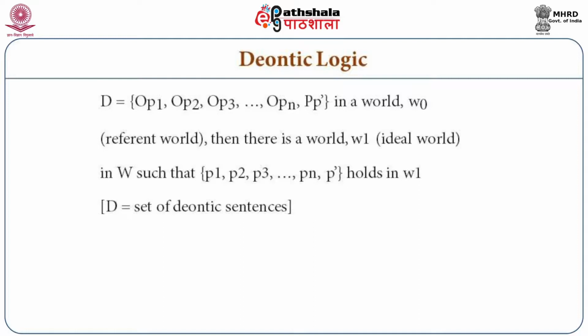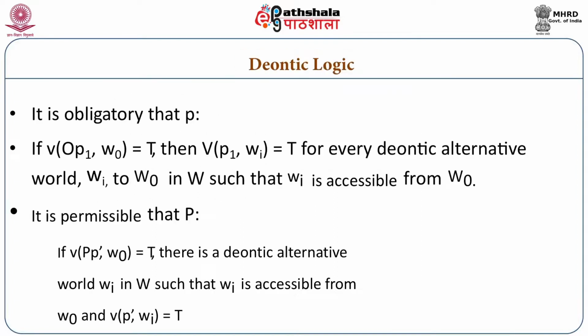When it is the case, and if all these worlds are accessible from the actual world, the reference world in which you say it ought to be the case that P, then we say it is true. Now, it is permissible that P. How do we understand this? It's actually a valuation with respect to a world 0, and then we assign true to this sentence.